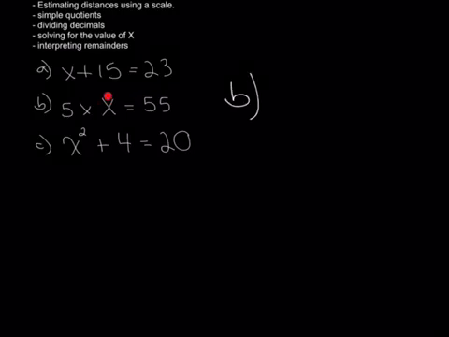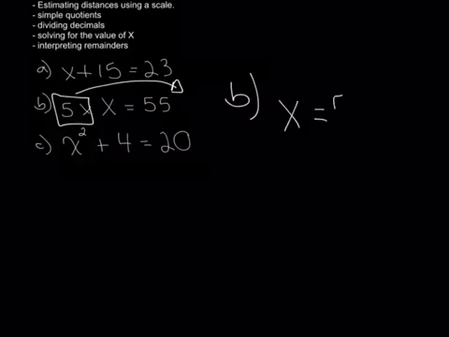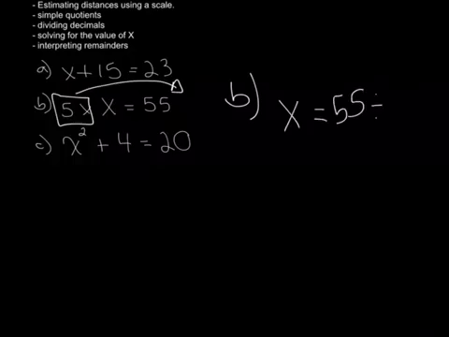Isolate the variable again, so we must bring this over to the other side. On this side we're multiplying, so on this side we're going to divide. So our new equation will look like this. We take this all the way over to this side. So we have X equals 55 divided by 5.